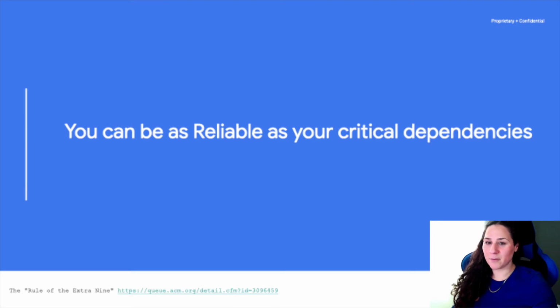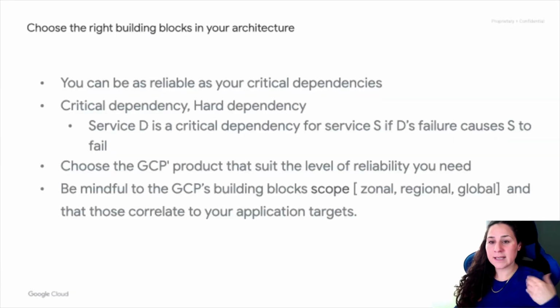One thing to remember is that we can be only as reliable as our critical dependencies. And by critical, I mean hard dependencies that we cannot mitigate. From that perspective, it's important to choose the right building blocks for our architecture and our design. When choosing the right building blocks, we will want to choose a GCP product that suits the level of reliability we actually need.